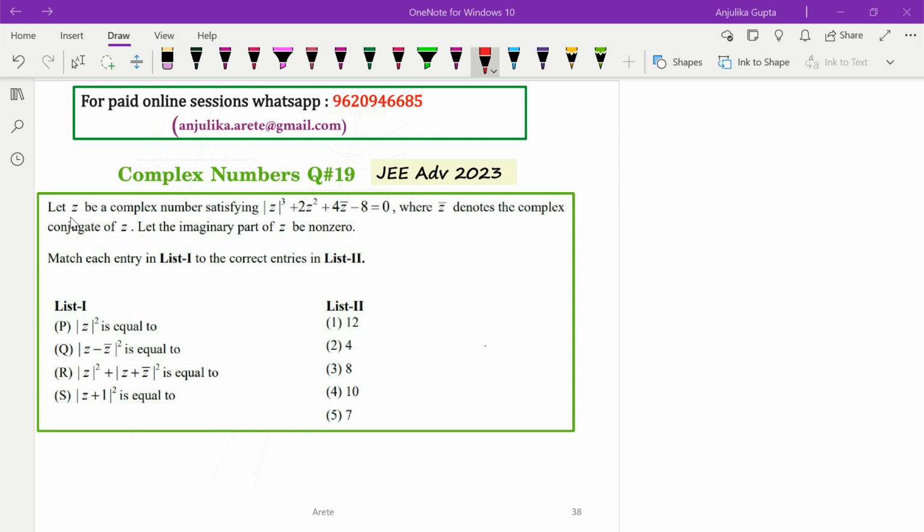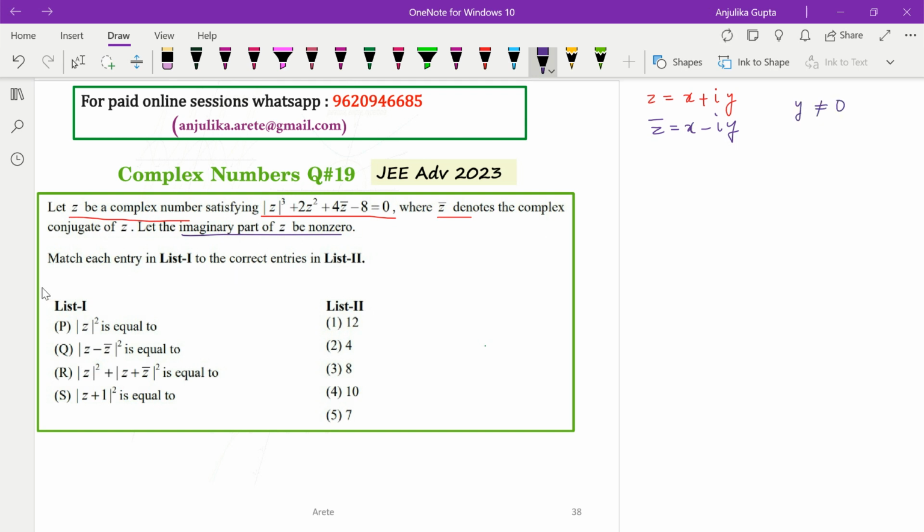Given is z, a complex number which satisfies this equation, z bar being the complex conjugate. What does that mean? That means if z is a complex number which looks like x plus iy, then z bar is its conjugate, which looks like x minus iy. Moreover, they are telling us that the imaginary part of z is non-zero. That would mean that y is not equal to 0.